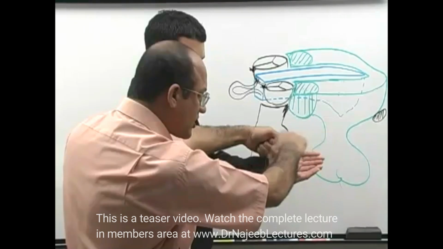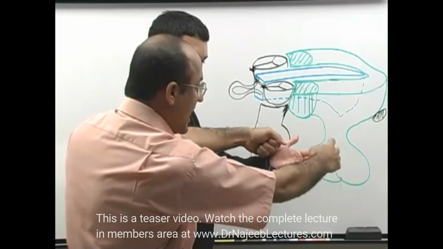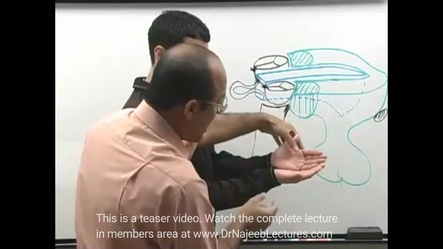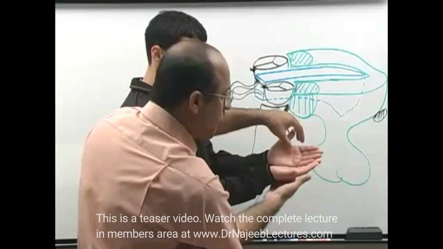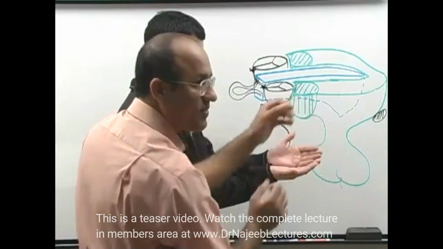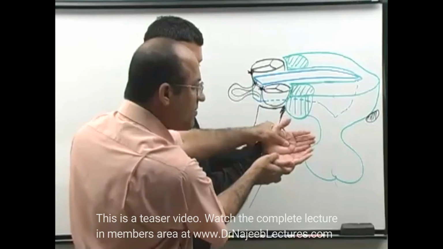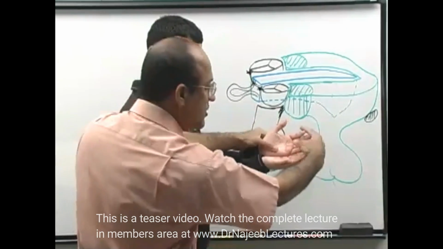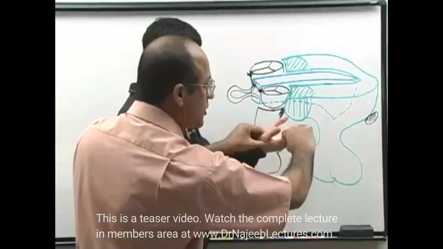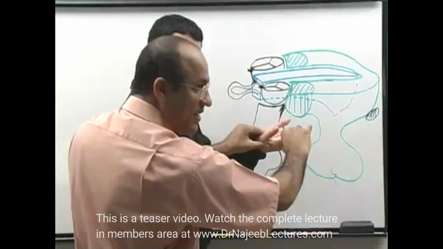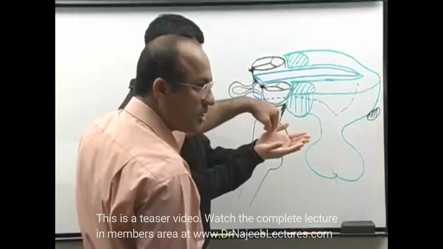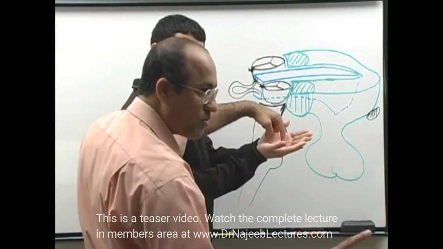In between, what is this structure? Third ventricle. And the third ventricle has its lateral walls and the floor. What are these structures? Hypothalamus. So the hypothalamus has a right half and a left half. What is the hypothalamus? It is a sheet of grey matter here and a sheet of grey matter here, right? Surrounding the inferior part of the third ventricle.